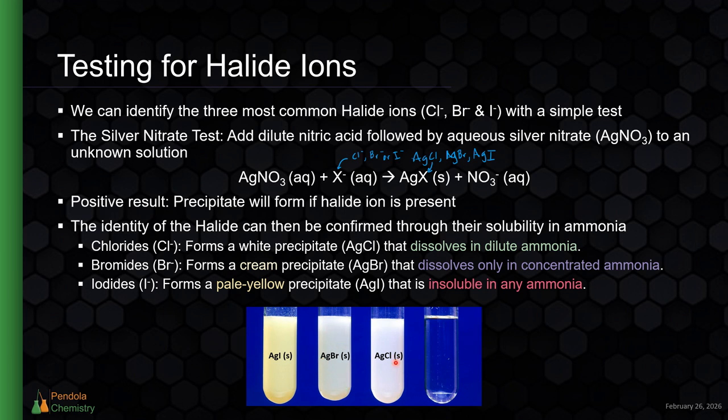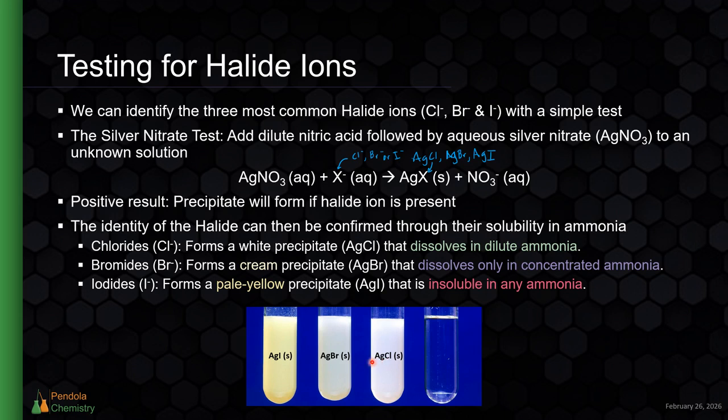So you can see here in the middle, you can tell this is not a very distinctive precipitate color, right? White, cream, they're very close to each other. Iodine is a little better. Whenever iodide ions are present, silver iodide is formed, which is a pale yellow precipitate. So we can see that a little more clear here in this picture. The AgI has more of a yellow color.